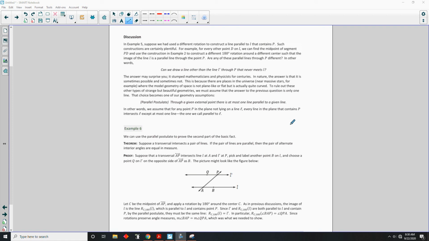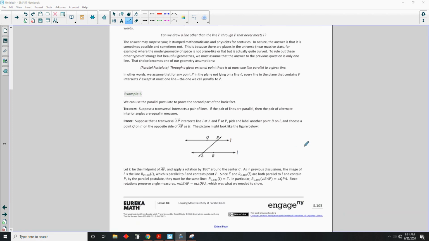That choice becomes one of our geometry assumptions, the parallel postulate. Through a given external point, there is, at most, one line parallel to a given line. In other words, we assume that for any point P in the plane, not lying on line L, every line in the plane that contains P intersects L except at most one line, the one we call parallel to L. Okay, pretty deep stuff.